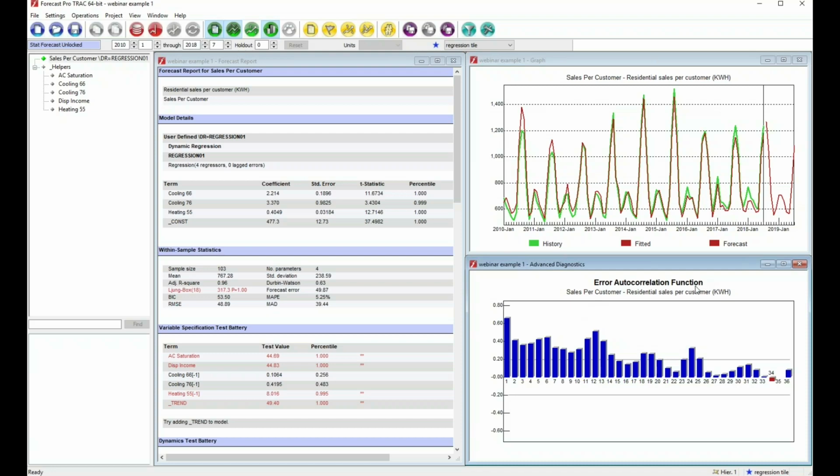This is a diagnostic that looks for patterns in the errors. And ideally, I don't want this graph to be patterned. And I'd like for all of these bars to be non-significant, which is within those dotted lines. Here it's anything but. All of these are positive. There's a little bump here at 12, which is saying that errors 12 months apart from each other are particularly problematic. Another bump at 24 here.